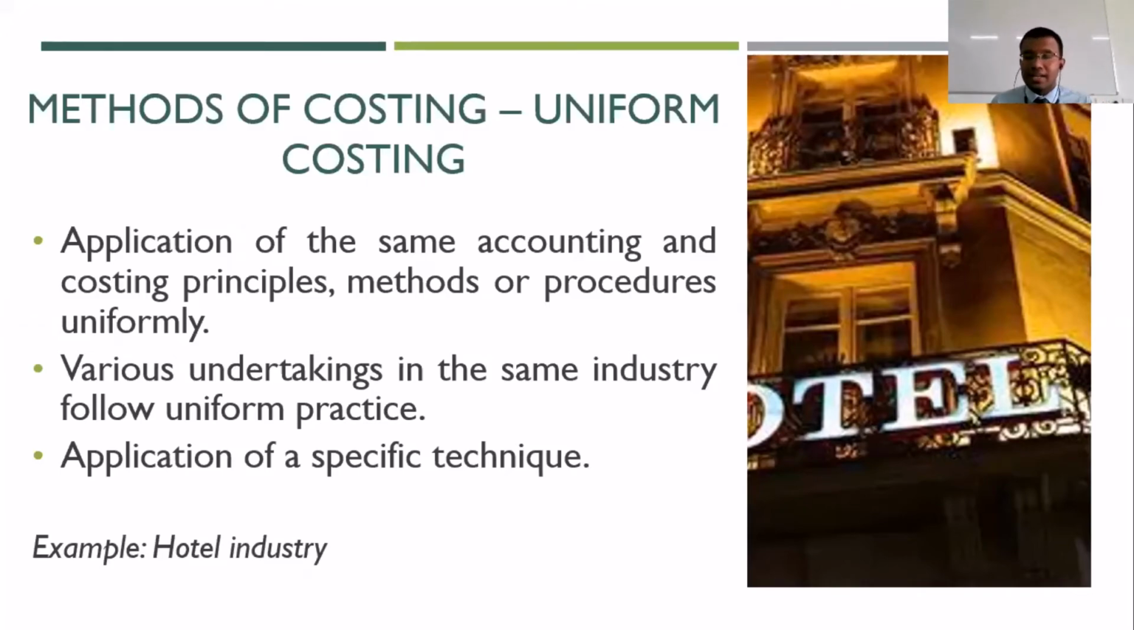So the best example is the hotel industry. Whether you walk into Vivanta Taj, or Oberoi, or let's say Ginger Hotel, or any hotel as a matter of fact, all the hotels in the hotel industry would be applying operating costing, the previous one. So this is what is meant by uniform costing. All the companies in a similar industry would be following the same process. If they decide to follow the same process, it is called uniform costing.